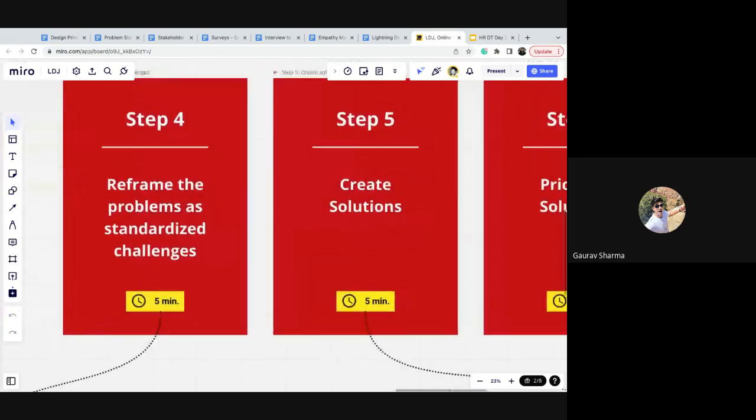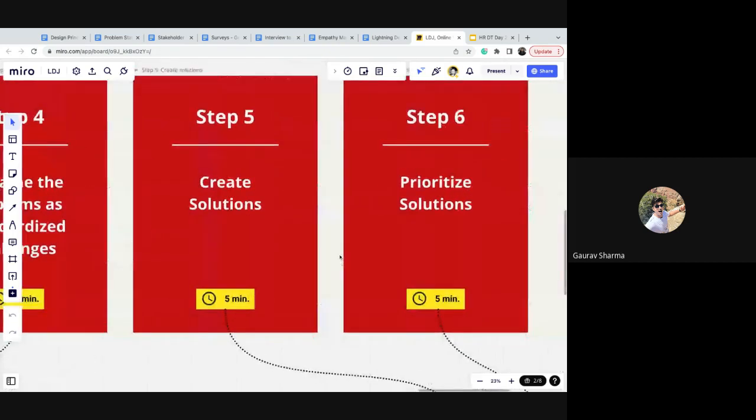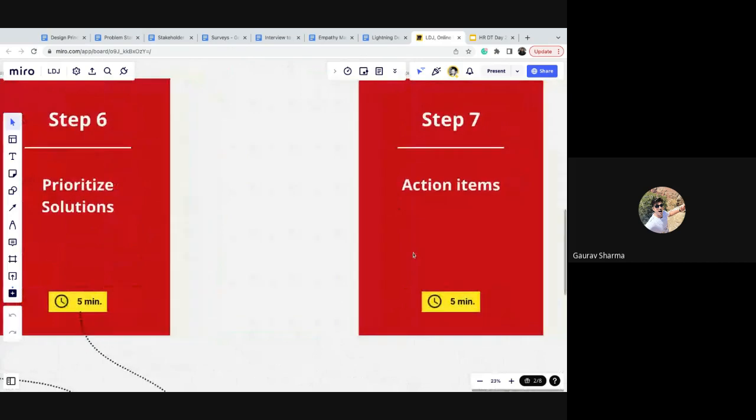And then towards step five, we create solutions. So with these problems that we might have come up with, so we might have started with 50 problems, we nailed down into priority of 5 things that we'd want to solve. Now we create solutions for all those 5, as many as we can, right? And then we prioritize the solutions, and essentially the action items are also defined here.